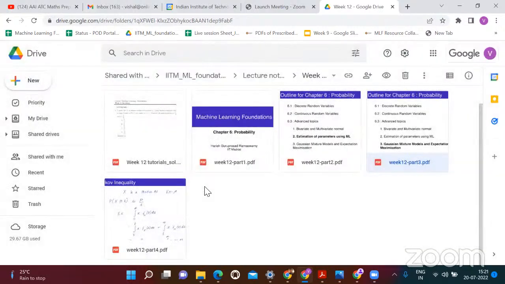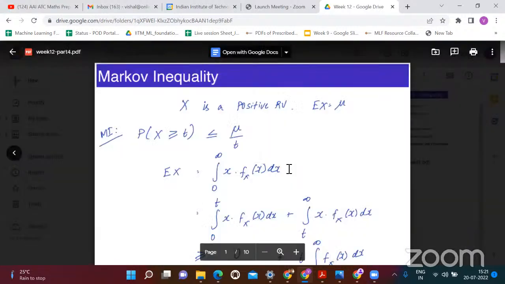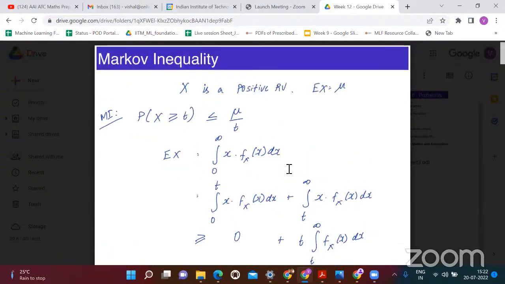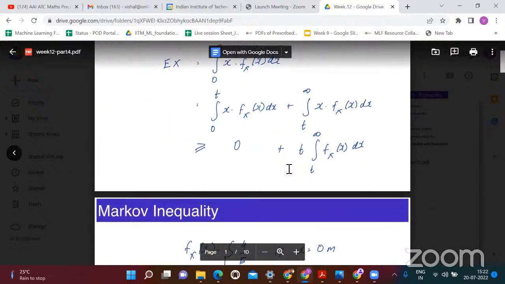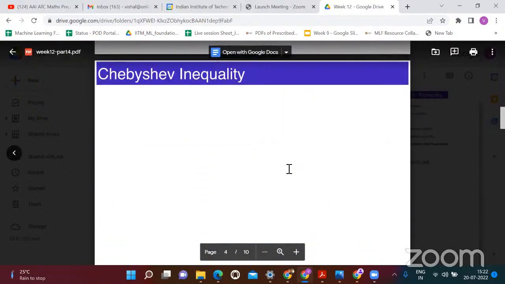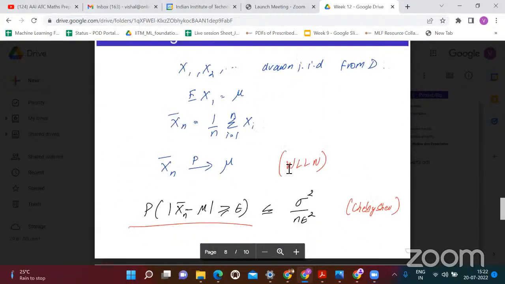Then I'll move to the last lecture, which is generally the Markov and the Chebyshev inequality that you have already studied in Stats 1 and Stats 2. I don't think this needs to be discussed because you have already read it 2-3 times. So I'm not going to discuss Markov's and Chebyshev inequality again and again. You can just go through the slides or the lectures itself, and you'll be able to understand it.